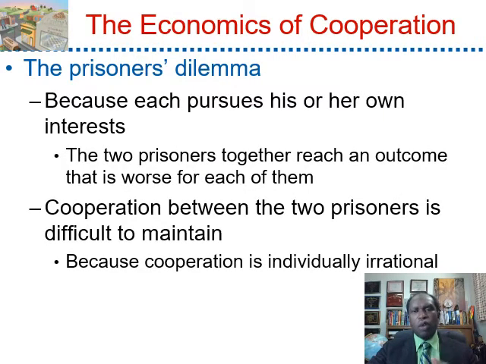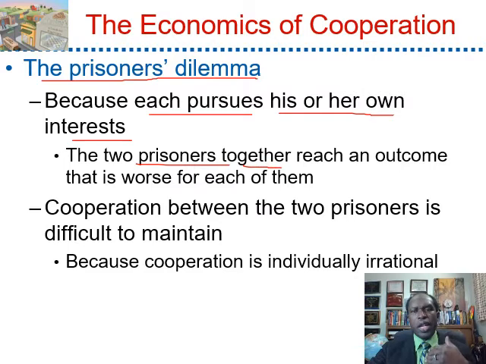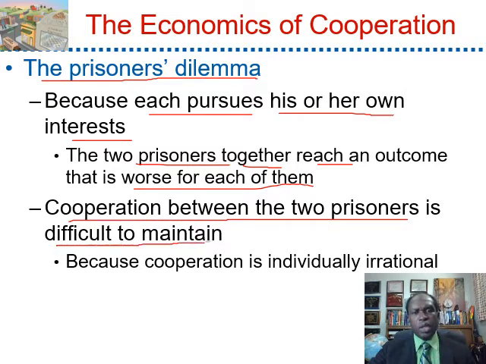From the conclusion of Table 1, the prisoner's dilemma game, we can see that because each pursues his or her own interest, the two prisoners together reach an outcome which is worse for each of them. So cooperation between the two prisoners is difficult to maintain because cooperation is individually irrational.